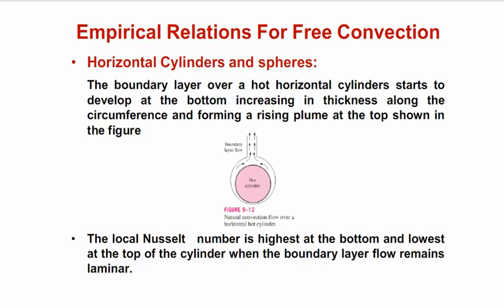The empirical relation for a horizontal cylinder and a sphere. If we are talking about cylinders and spheres, the boundary layer over a hot horizontal cylinder starts to develop at the bottom, increases in thickness along the circumference, and rises to form a rising plume at the top, as shown in the figure.